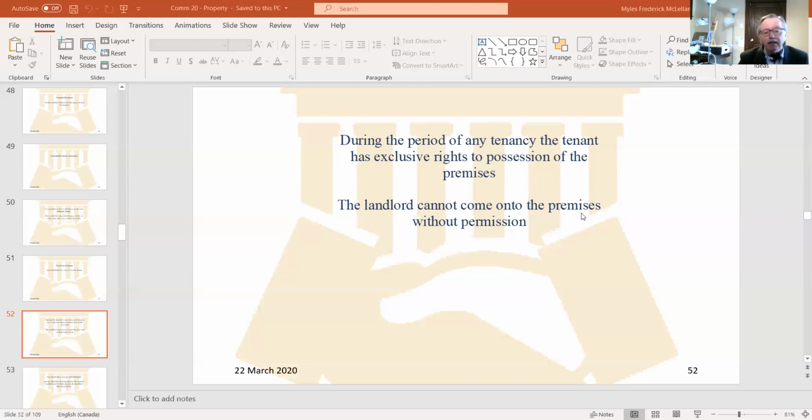During anybody's tenancy, the tenant, you have the exclusive rights to possession of the premises. So whatever is the area in a house or an apartment to which you're renting, you have the exclusive right to have the sole occupancy of that particular premise. And as a function of that, landlords can't at will come into your premises even though they own them. Your tenancy supersedes that ownership interest with respect to possession.